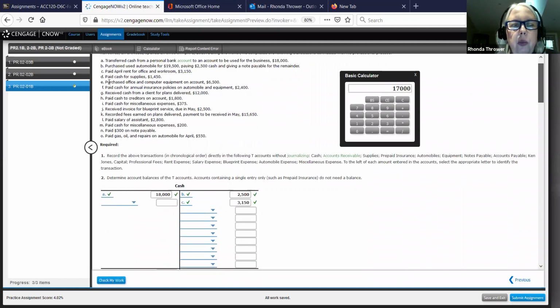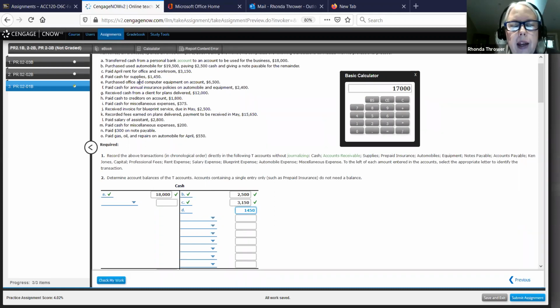So I'm going to move to my D transaction. In my D transaction, it says that I paid cash. Well, if you paid cash, your cash, which is an asset, is decreasing. So for transaction D, I'm going to show my cash going down for $1,450. That's how much I paid for my supplies.